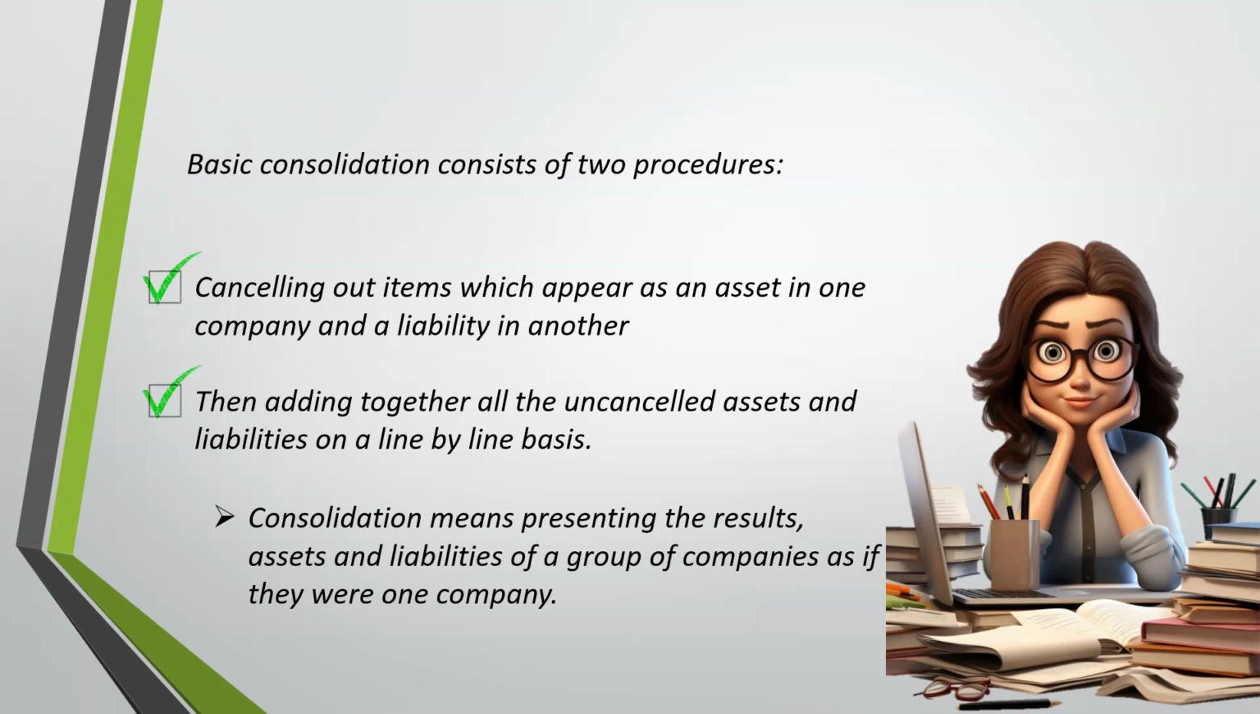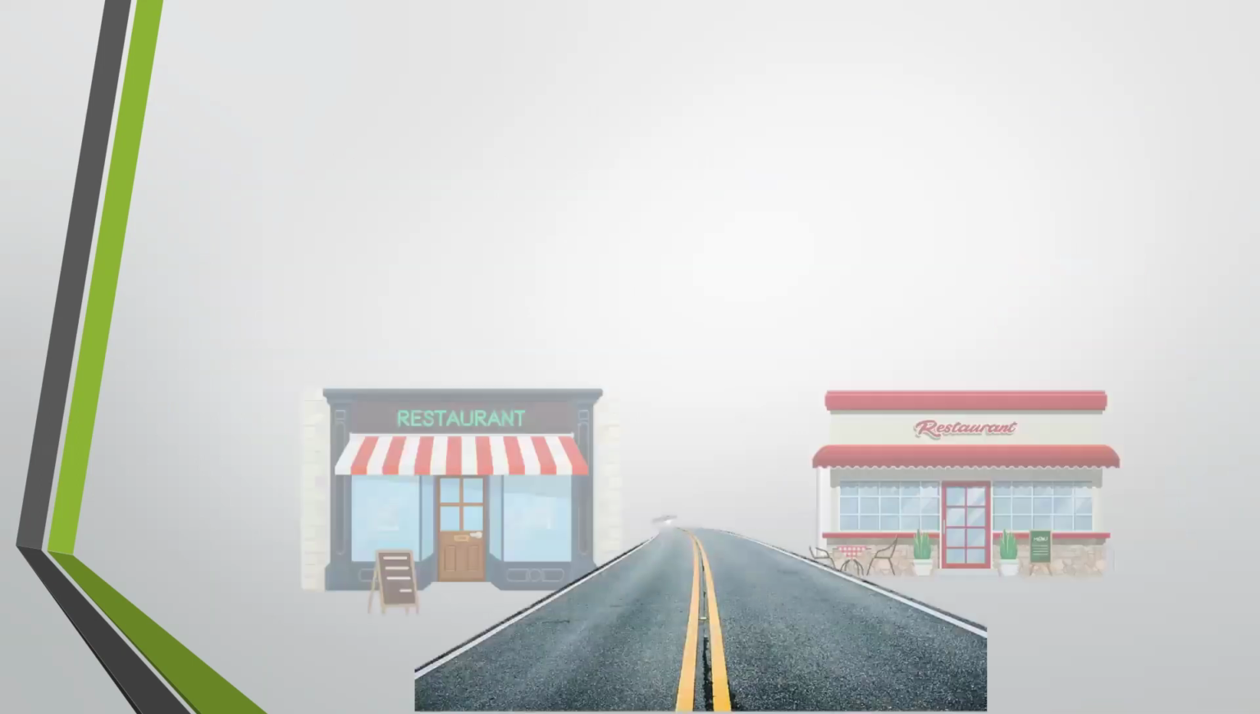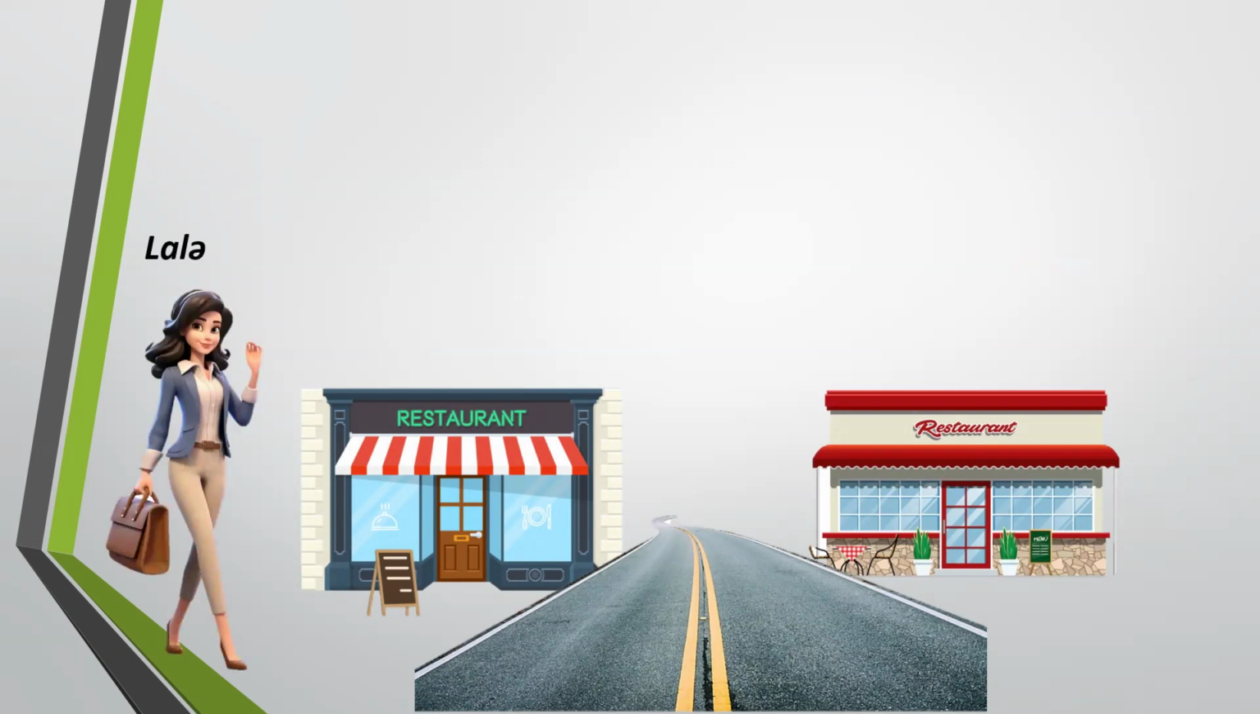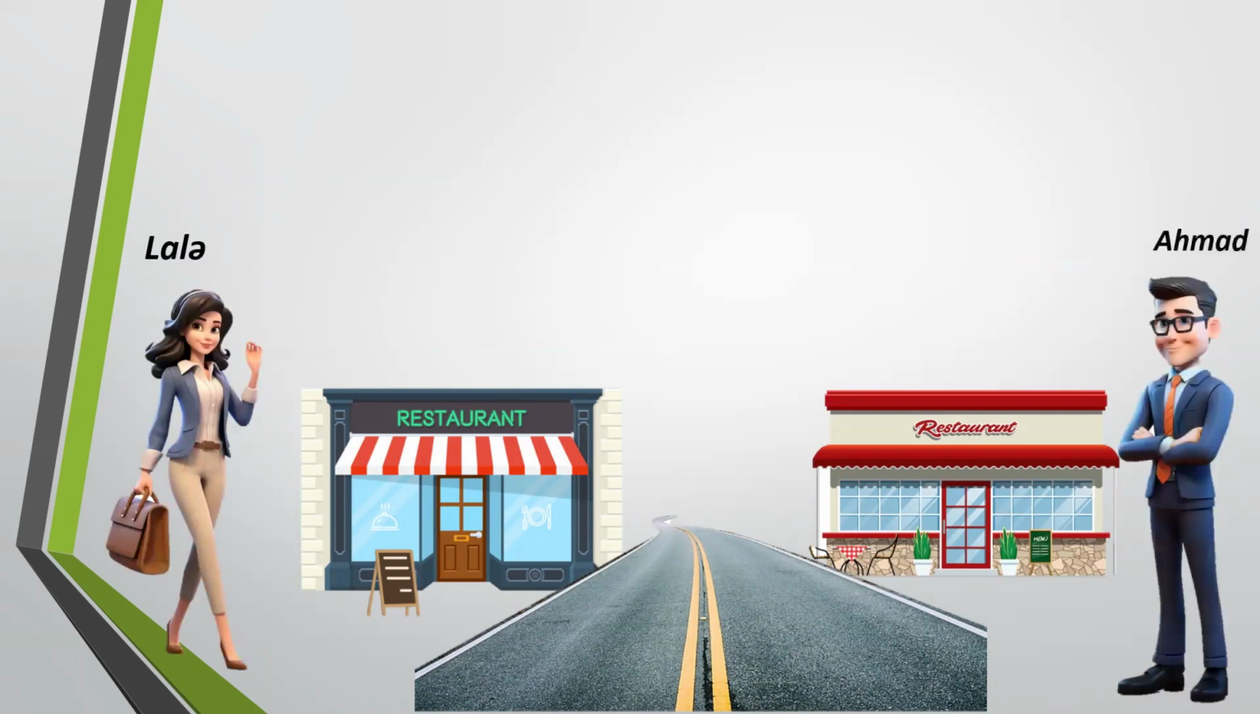Wait a minute. Control? What does it mean? Let's try to figure it out. Let's imagine two restaurants open face to face on Bakuguba Highway. One of the restaurants is owned by Lala and the other one by Ahmed.